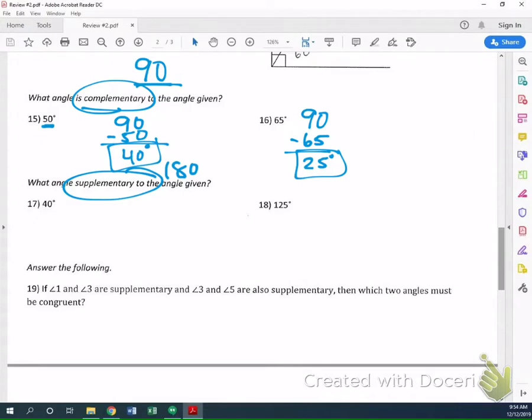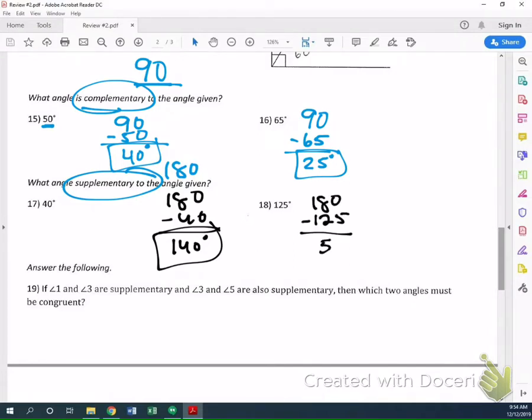Next section is the same way, but now it's 180. So 180 minus 40 is 140. 180 minus 125 is 55. Perfect. Complementary and supplementary would be really good on the note card as well. It's very easy to confuse the two of those.